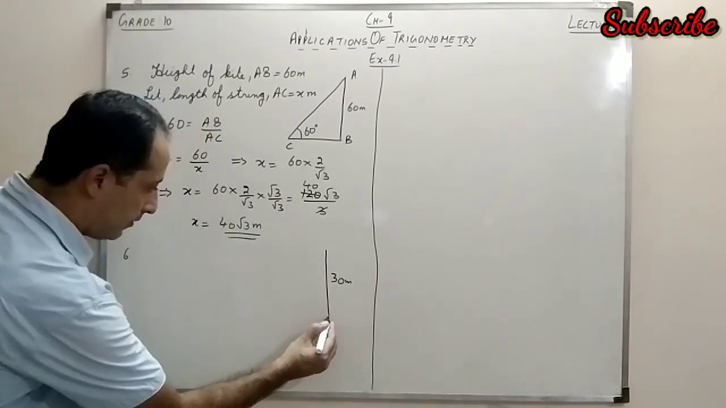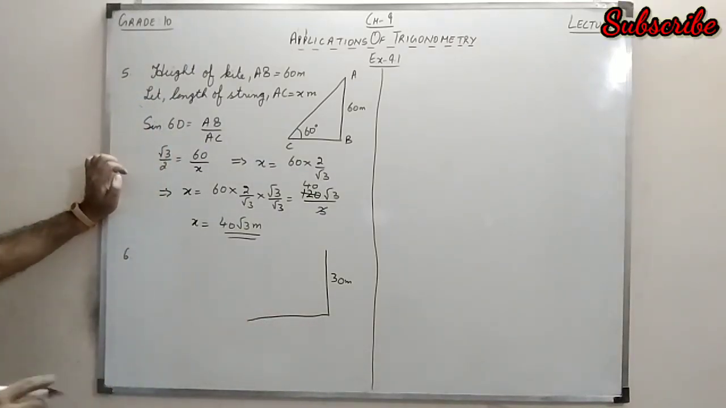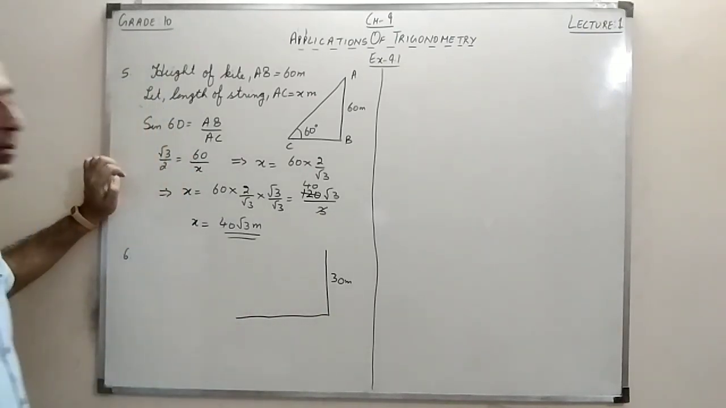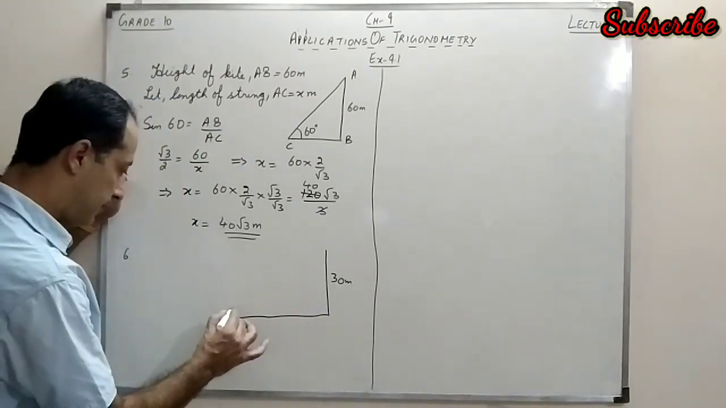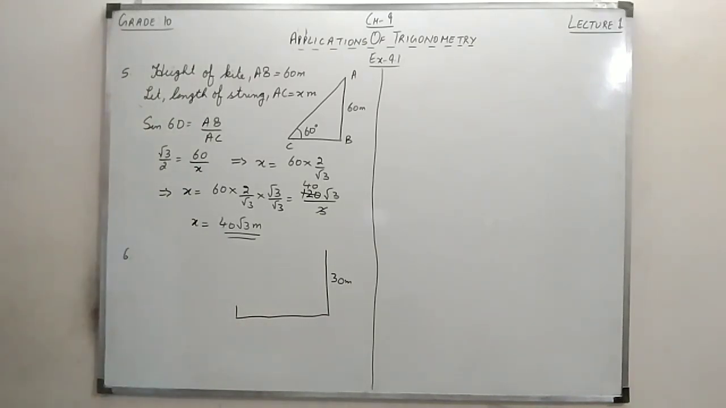and there is a boy who is standing obviously on the ground, right? So this is a boy with 1.5 meter height. Now they say the angle of elevation from his eyes to the top of the building increases from 30 to 60 degrees as he walks towards the building, right?